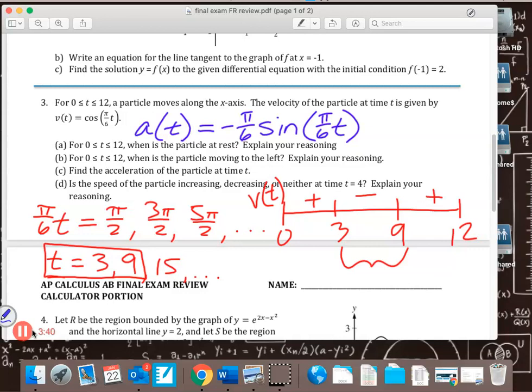That's part C. Is the speed increasing, decreasing, or neither at t equals 4? Explain your reasoning. How do we know if speed is increasing? Good job, Casper. Yes, okay. Yes, velocity and acceleration on the same side, right? Decreasing when they have opposite. 4, right, is right in here.